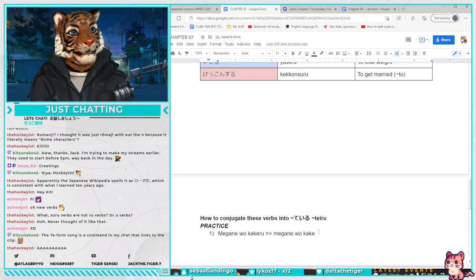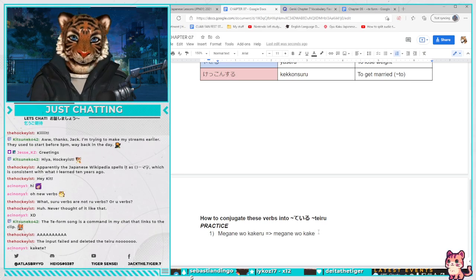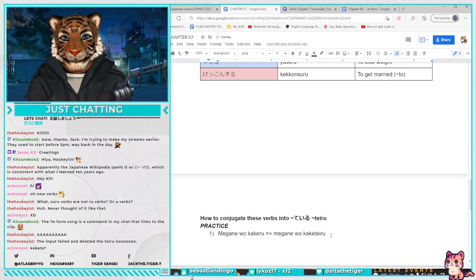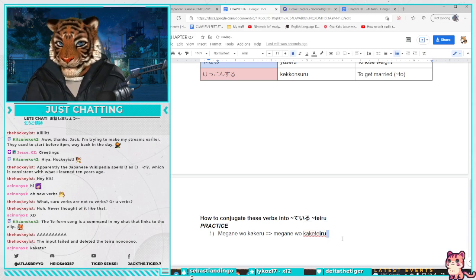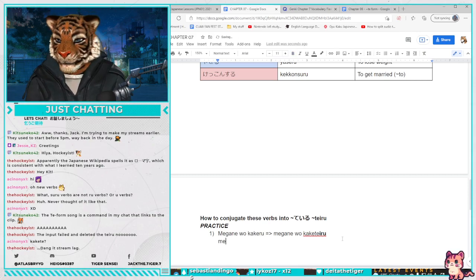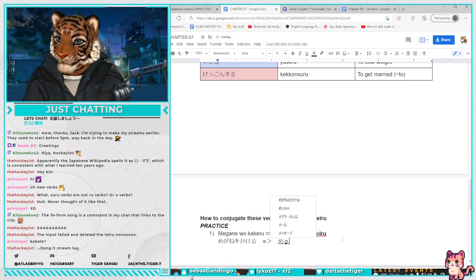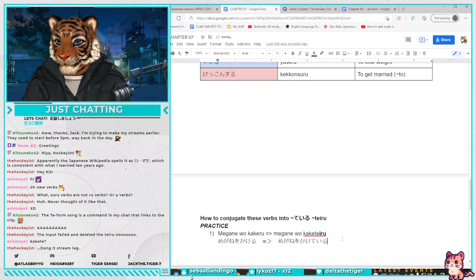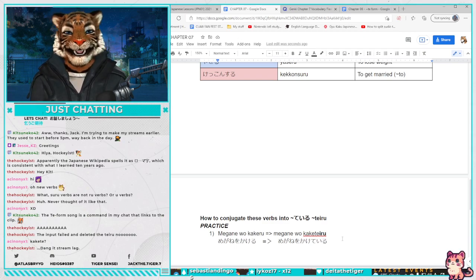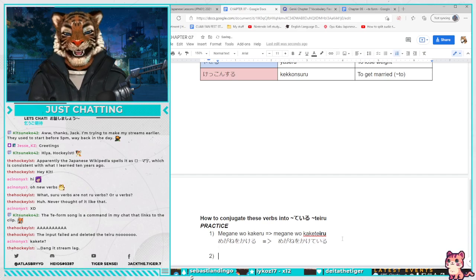Remember, replace that final ru with what? Yes, kakete. But since we're doing kakete, we're gonna add iru at the end. And I'll put that in bold. So, megane o kakete iru. And of course, we'll put that in hiragana. Right now we're just focusing on how to do this. We'll go over the meaning for this in a moment.